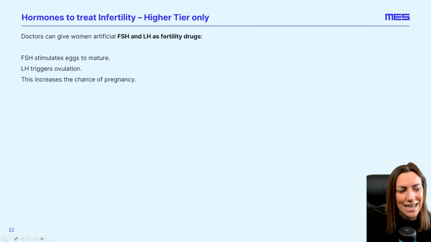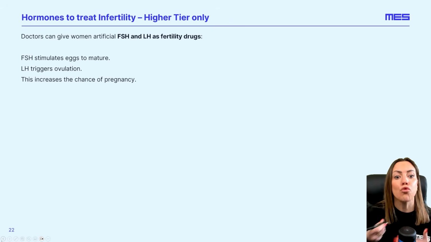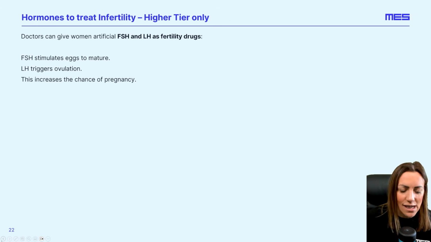Now, higher tier only, as well as looking at contraception, you also need to look at how we can use these hormones to treat infertility. Infertility is when a woman finds it very difficult to become pregnant and wants to try and become pregnant. So it's kind of the opposite of contraception, right? Now, doctors can give women FSH and LH as fertility drugs. So they can give them injections of FSH and LH.